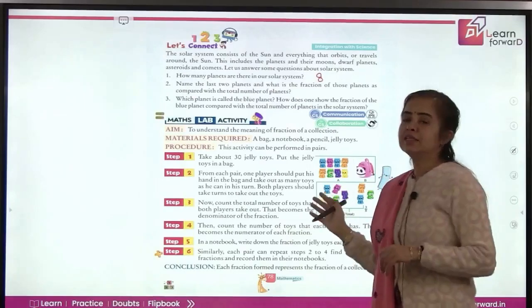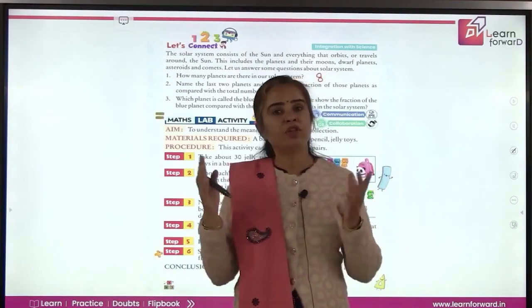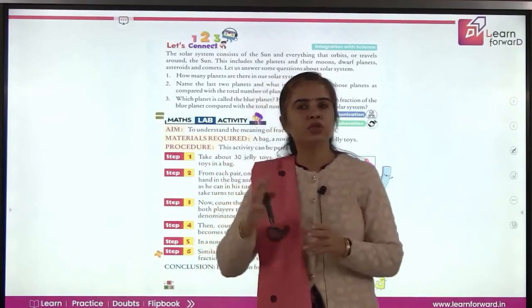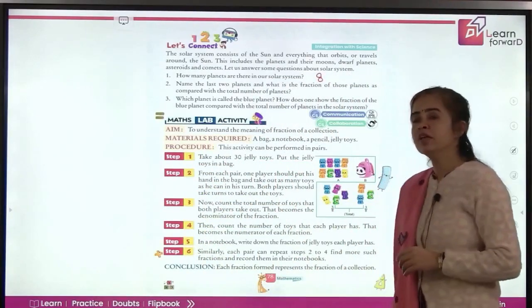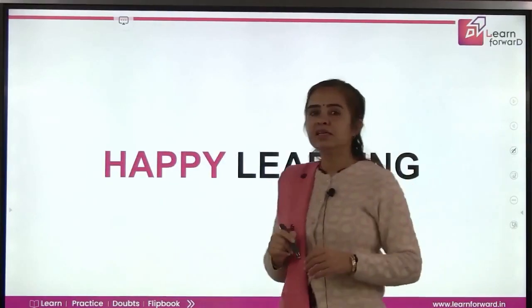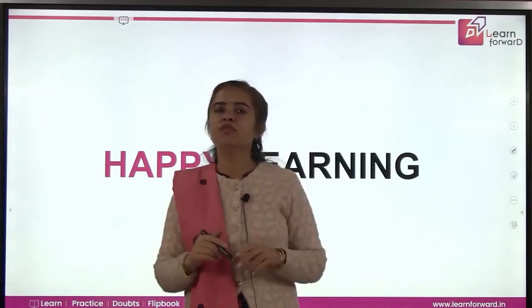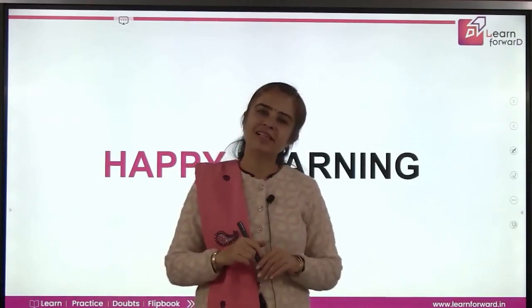And then there's a maths lab activity for you to have fun in your maths lab with your friends and your teachers. Do this activity, have lots of fun with fractions. I'm sure I could make the little learning about fractions, the basics clear to you. We'll have lots of things about fractions ahead. Till then, happy learning.